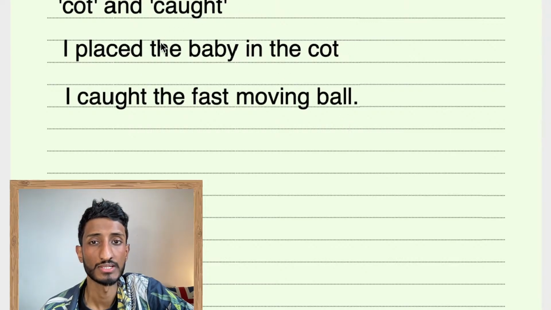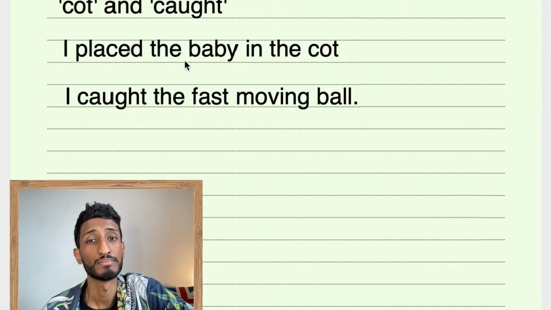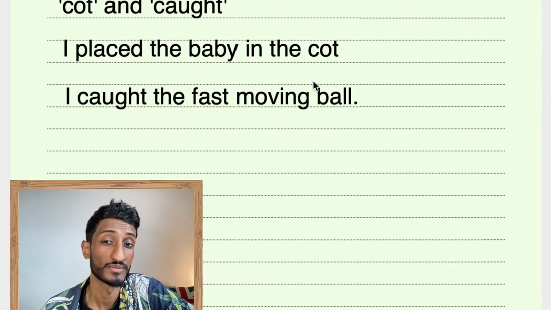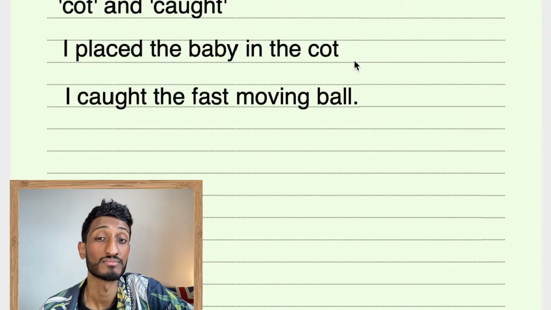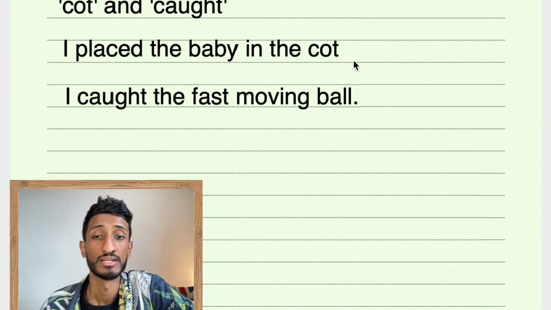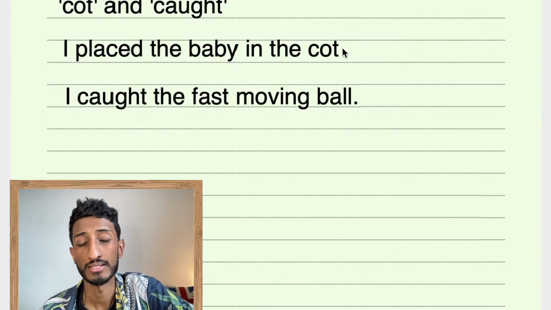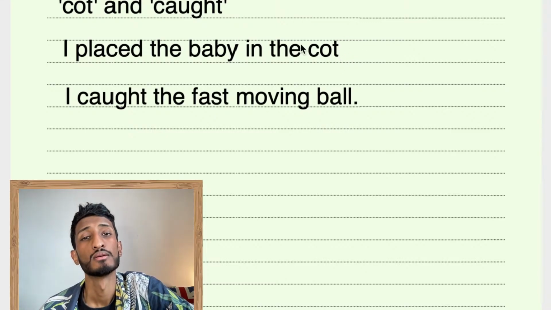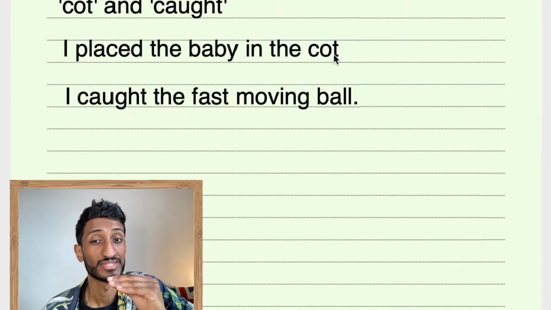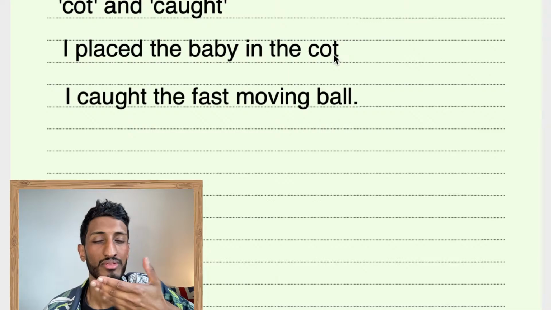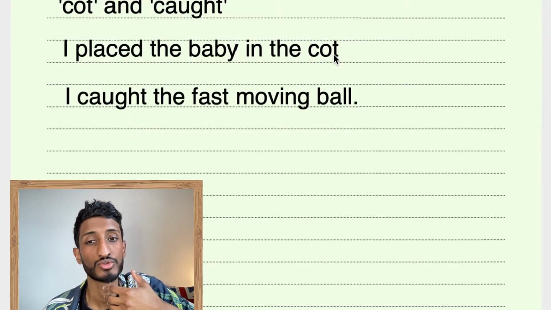So if I want to switch that to the British accent, this would be I placed the baby in the cot, and the T is softer. It's not a heavy D sound. It's not a strong T. The T sound on the end is not strong. So you want to reduce the emphasis and the pressure that your tongue is placing on the top of your mouth. It's not cot, it's cot.